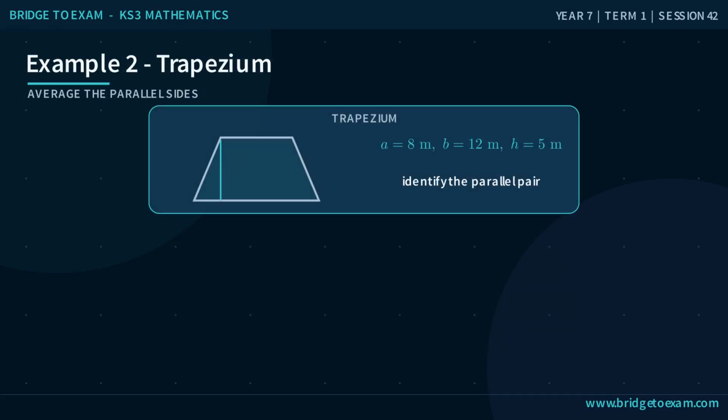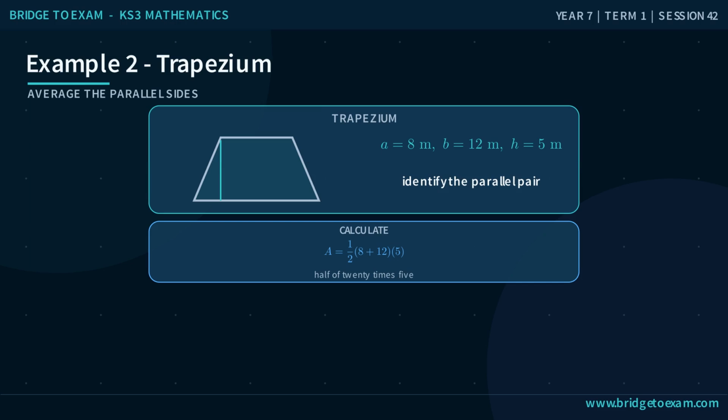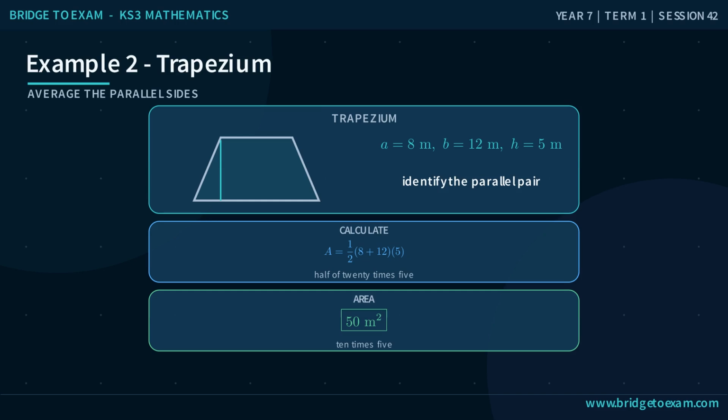Find the area of a trapezium with parallel sides 8 and 12 meters and height 5 meters. Add the parallel sides to get 20, half to 10, then multiply by 5. The area is 50 square meters.